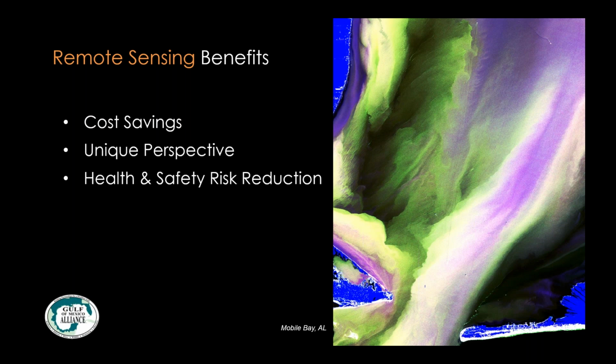We can use different forms of the electromagnetic wavelength. We can use near infrared, thermal infrared. We can use radar to interpret what's happening on the Earth's surface differently. And of course, remote sensing provides health and safety risk reduction. Anytime you can keep people out of the field and do things from your desktop, you're going to be reducing health and safety risk.